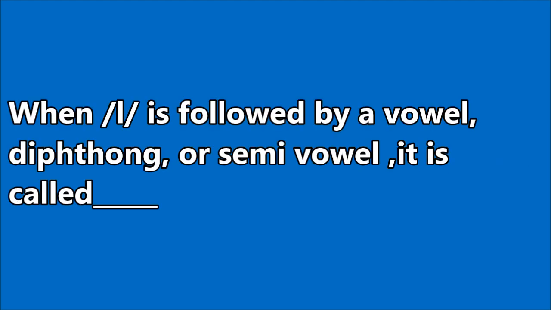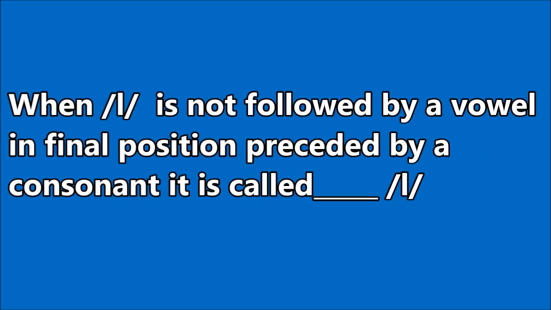Next question. When L sound is followed by a vowel, diphthong or semi-vowel, it is called a dash. Clear L. Next question. When L is not followed by a vowel, in final position and preceded by a consonant, it is called dark L.